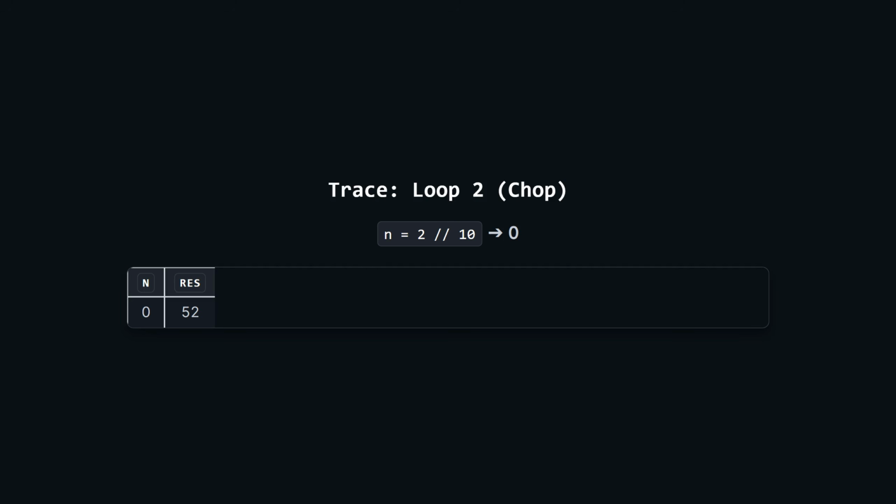We integer divide 2 by 10, which gives us 0. Now n is 0, so the loop will stop. Our result, 52, is perfectly reversed.